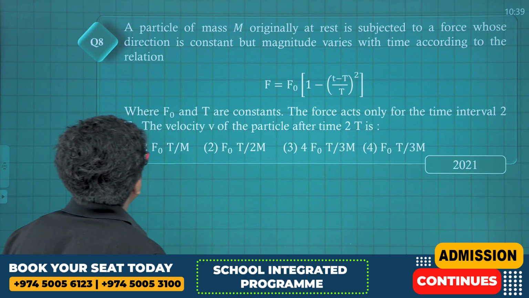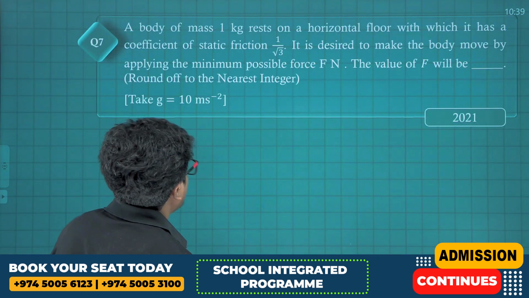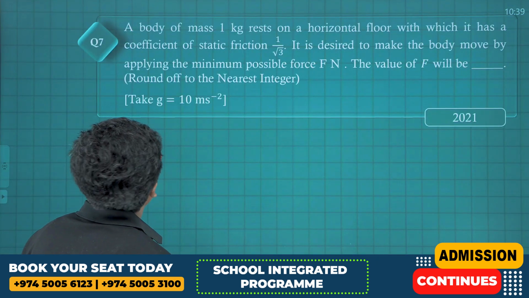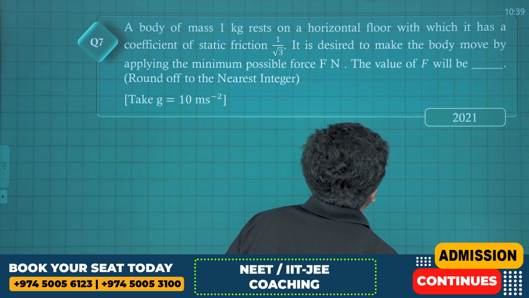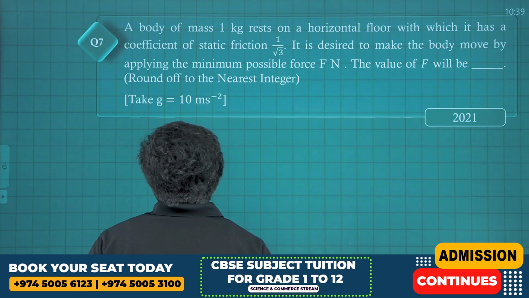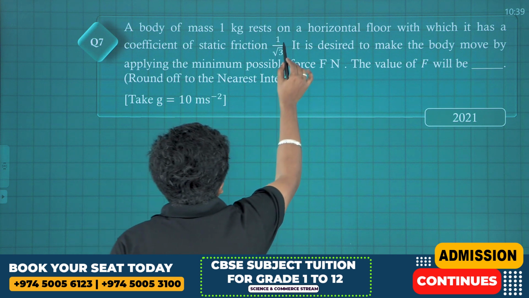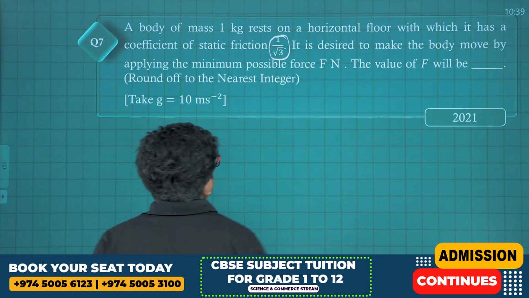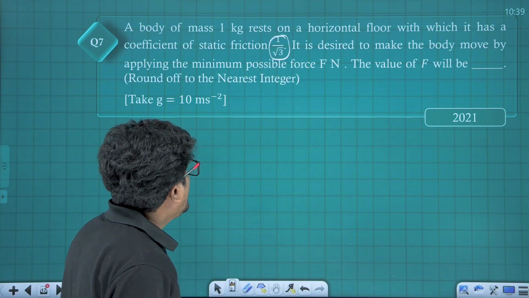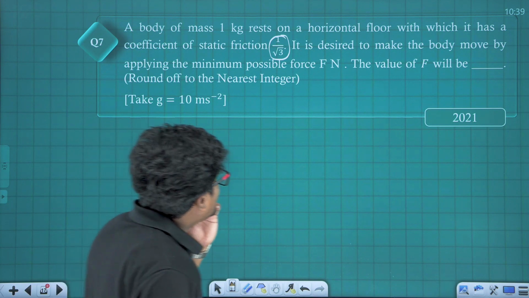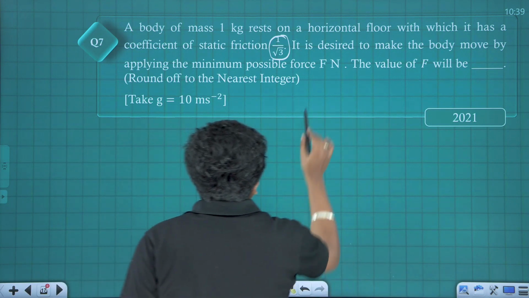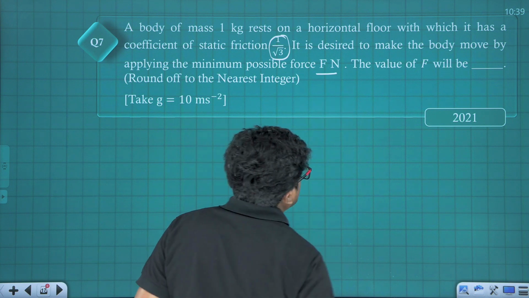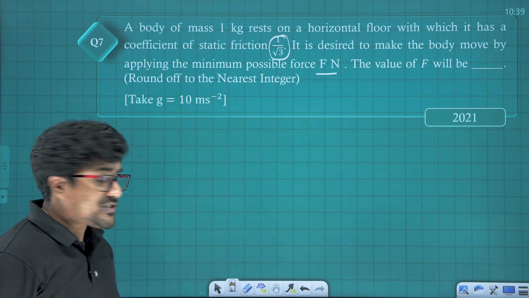Now let's move to the next, that is question number 7. Question number 7 says a body of mass 1 kg rests on a horizontal floor with which it has a coefficient of static friction equal to 1 by root 3. Now if it is desired to make the body move by applying a minimum force possible, capital F, then the value of F is, that's the question.